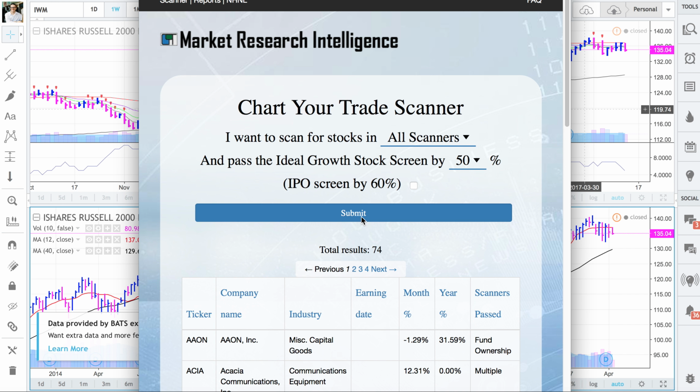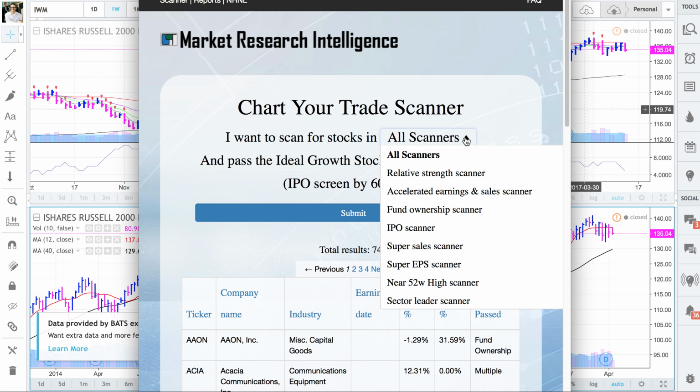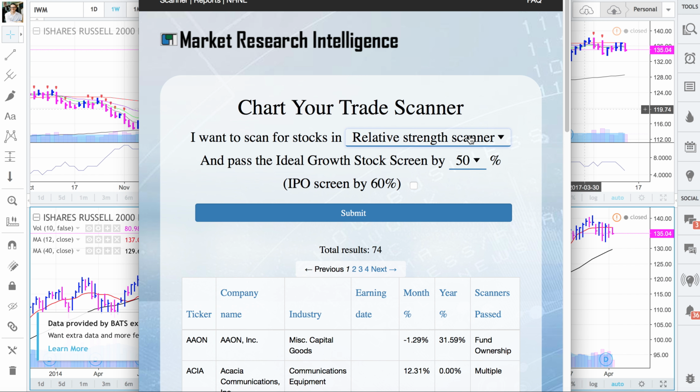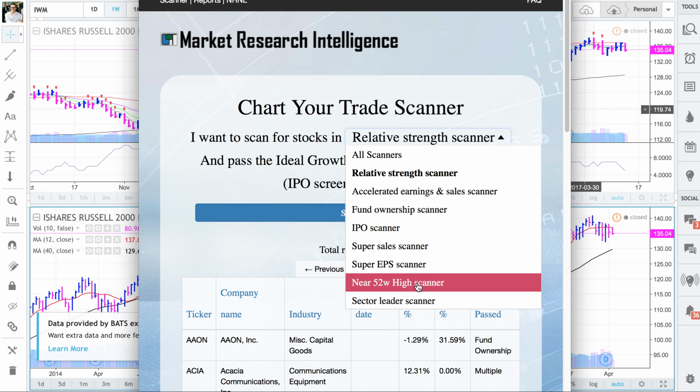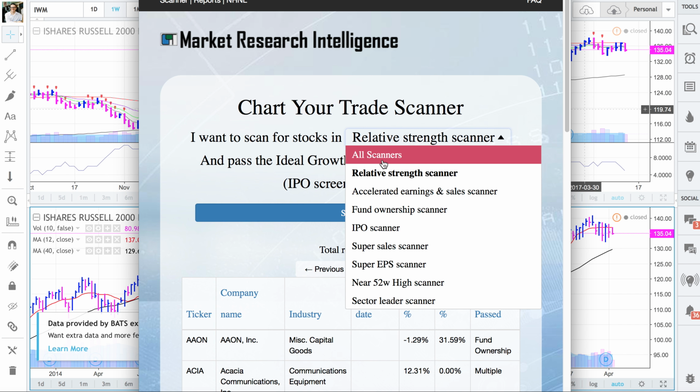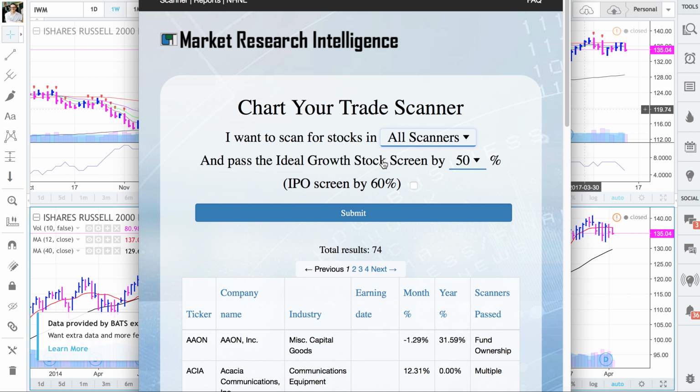As more stocks pass our scans, and these scans are dynamic, we have some scans that focus on fundamentals, but we also have a number of scans that focus on technical strength, like the relative strength scanner, the near a 52-week high scanner, and sector leaders. As more and more stocks pass these scans, it's an indication of some strength underneath the hood, so to speak.